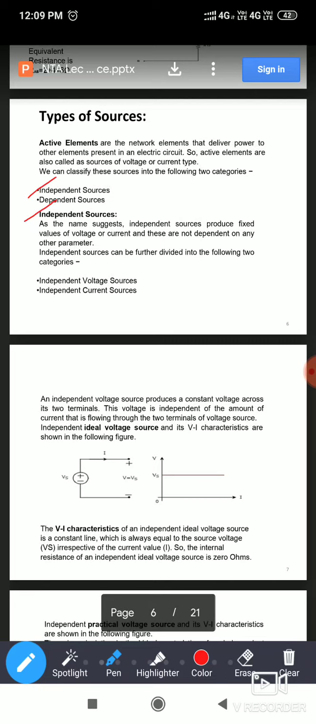What is the meaning of independent sources? Independent sources means the sources having fixed value, fixed values of either voltage or current.